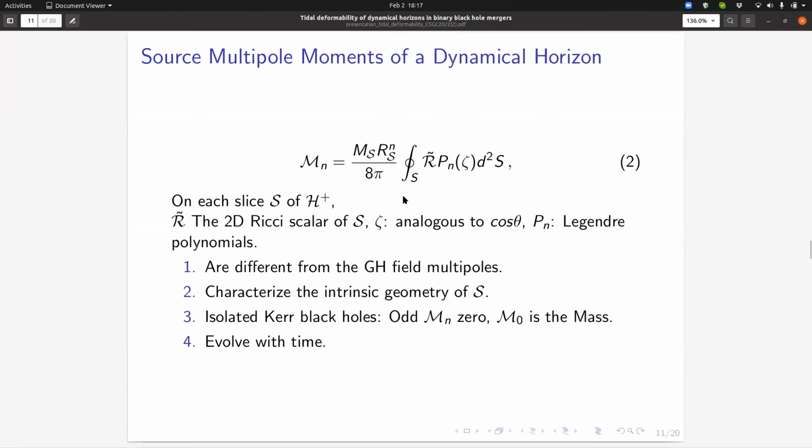For example, M0, which is the n equal to 0 multipole moment, is the mass of the black hole. In the absence of an external tidal environment, for a non-spinning black hole, all the other multipole moments are 0. Whereas in a numerical simulation, when a black hole is under the influence of its companion, these multipole moments evolve with time, and those multipole moments which were vanishing when they were isolated no longer vanish. They have finite values indicating the extent of the deformation of the black holes.